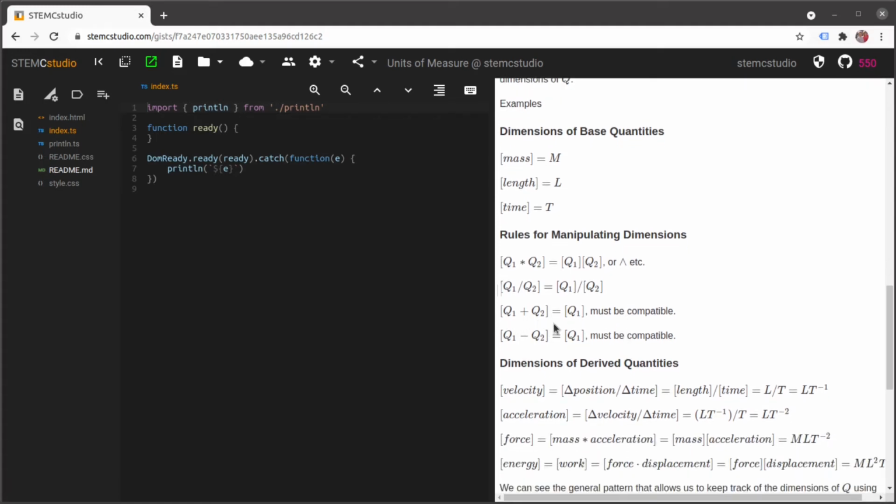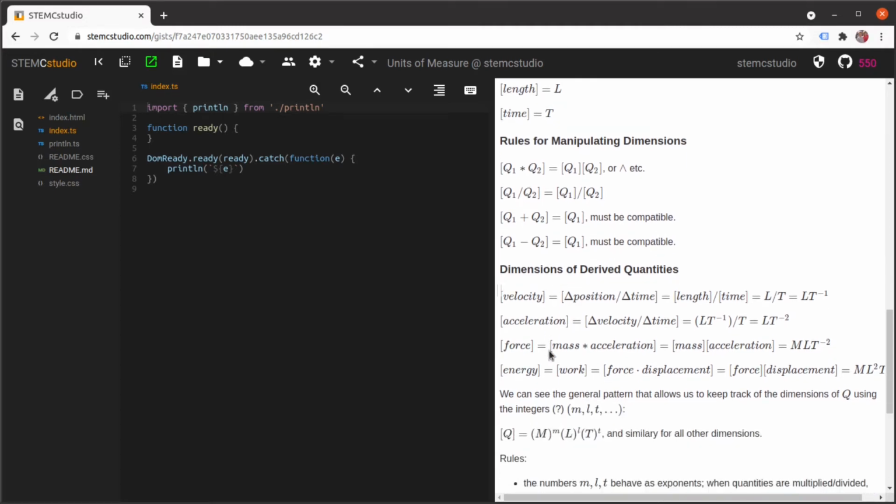When we add quantities, the resulting dimension is the dimension of one or other of the quantities. The quantities themselves must be compatible. It must be the case that the dimensions of Q1 are equal to the dimensions of Q2. And this is also true for subtraction. In our code, when we check for compatibility, we will probably do something like throw an exception if the two quantities that we're considering are not compatible. And that's how we'll know that we've made some kind of a dimension error in a calculation.